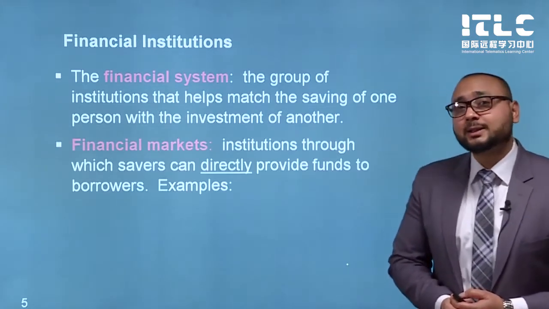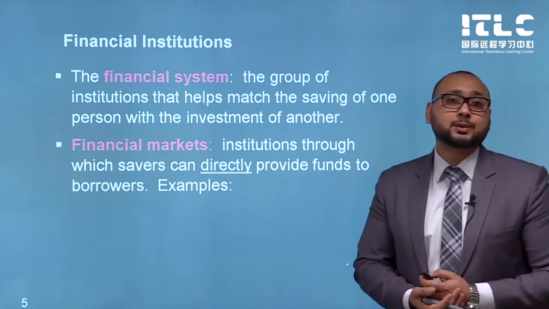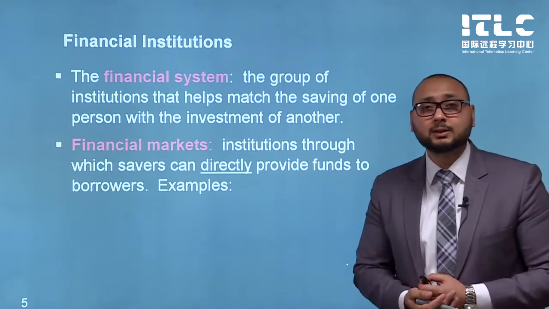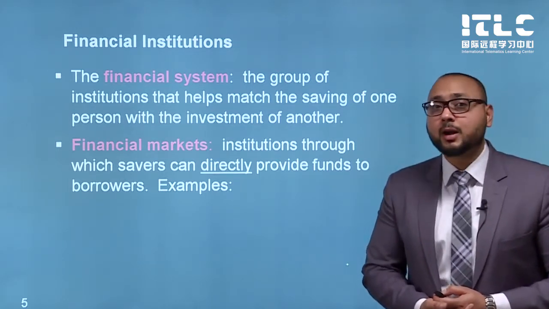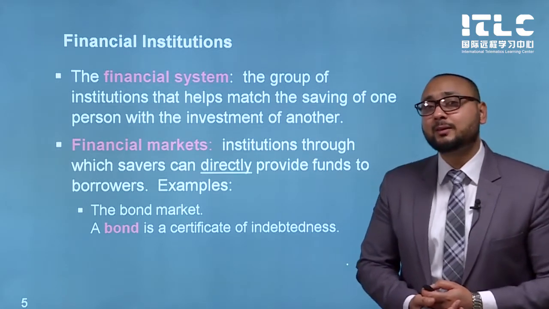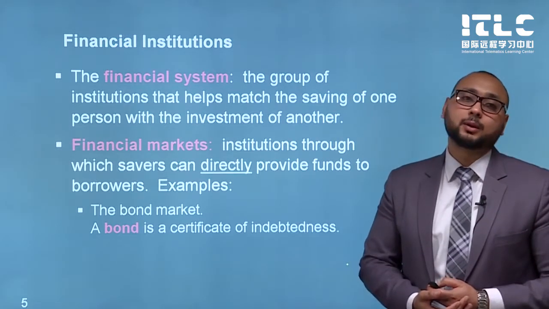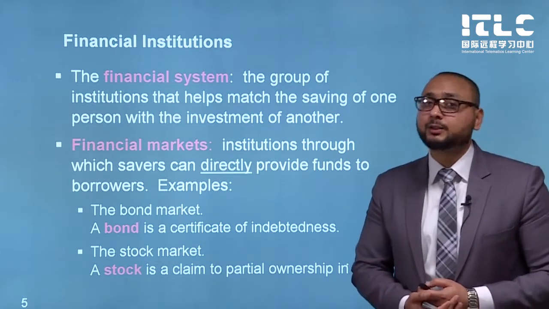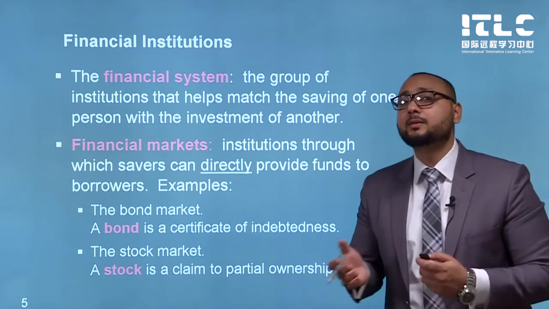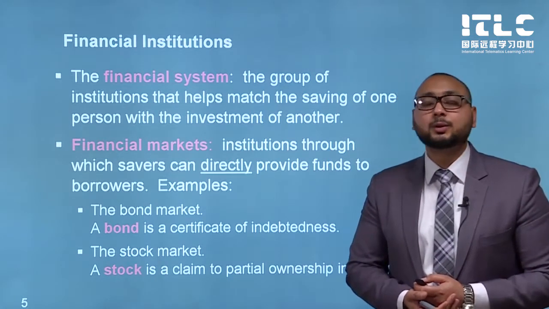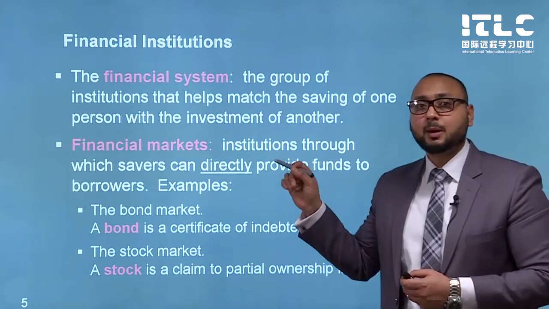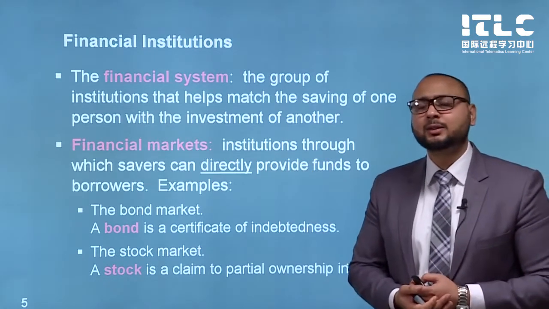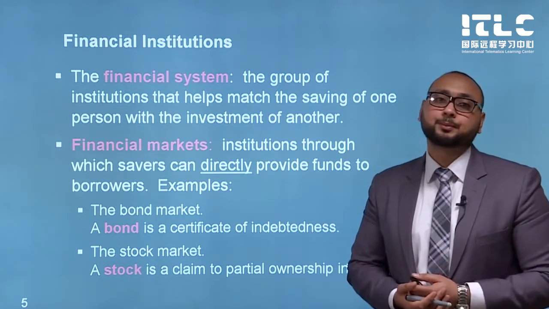Okay, to begin with, the financial system is the group of institutions that helps match the savings of one person with the investment of another. And financial markets are institutions through which savers can directly provide funds to borrowers. Examples are the bond market and the stock market. And what is a bond? It is a certificate of indebtedness. It is a certificate showing the amount owed and also the interest after some period of time.